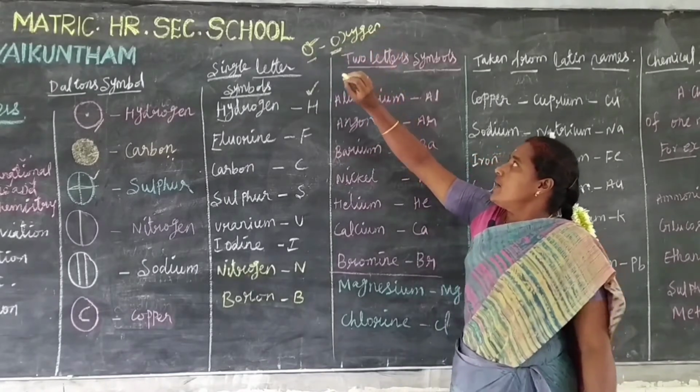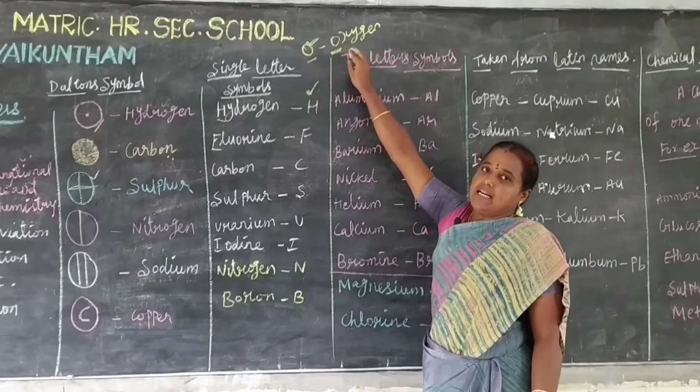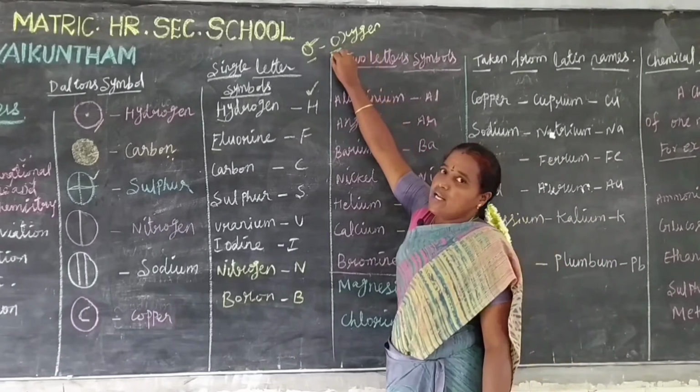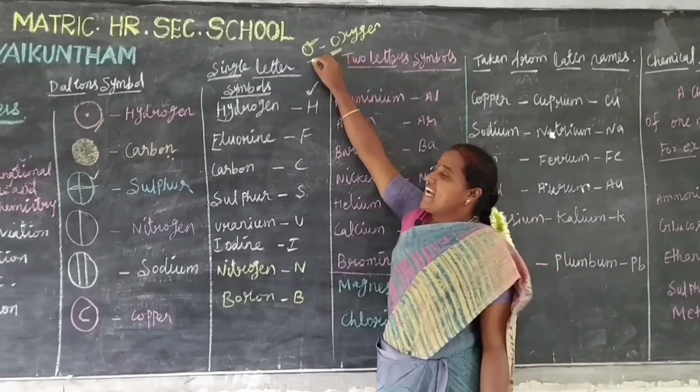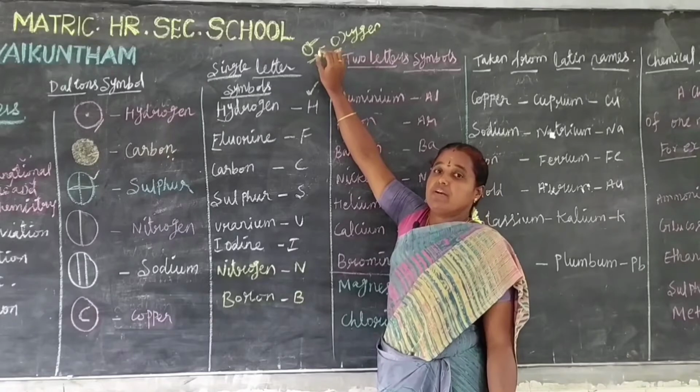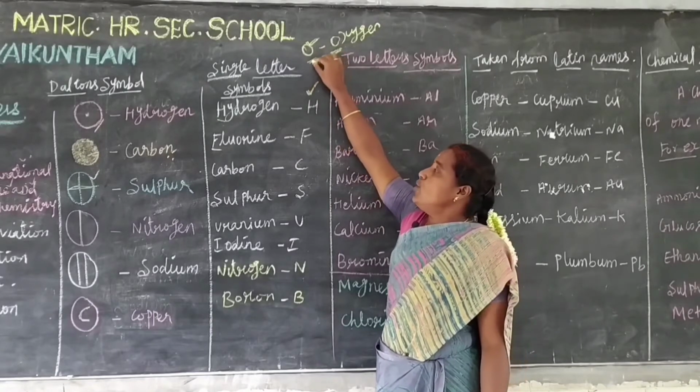O-X-Y-G-E-N. Which is the first letter of oxygen? Capital letter O. So the symbol for oxygen is capital letter O.